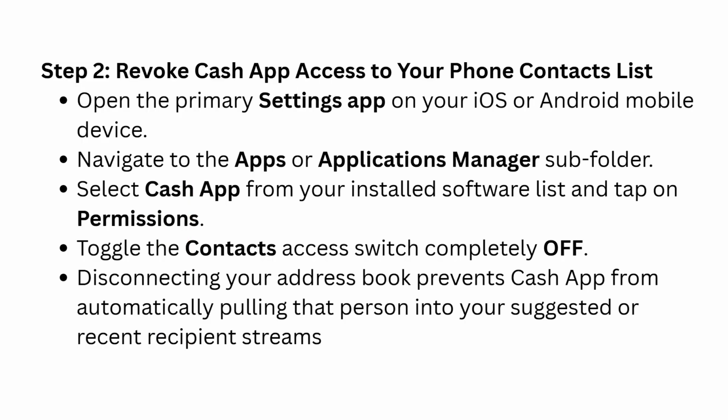Step 2. Revoke Cash App access to your phone contacts list. Open the Primary Settings app on your iOS or Android mobile device. Navigate to the Apps or Applications Manager subfolder. Select Cash App from your installed software list and tap on Permissions. Toggle the contacts access switch completely off. Disconnecting your address book prevents Cash App from automatically pulling that person into your suggested or recent recipient streams.